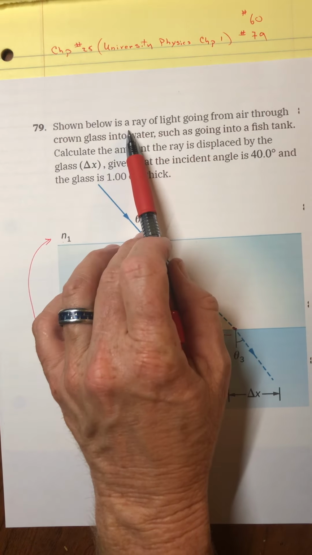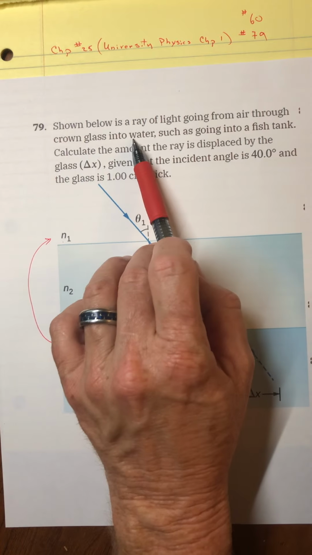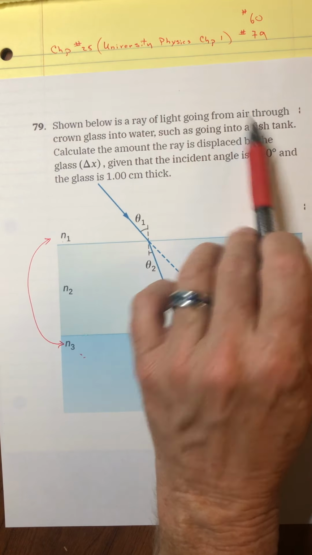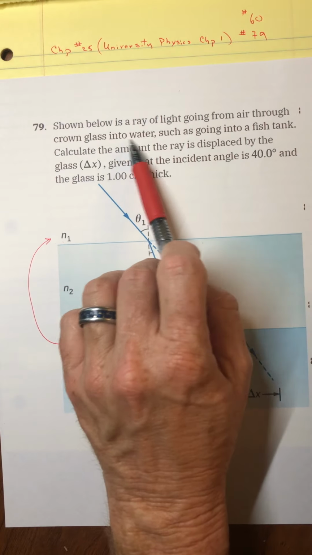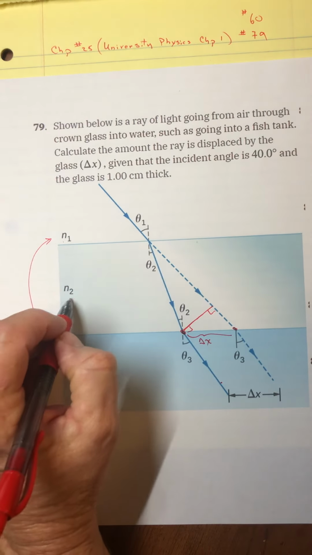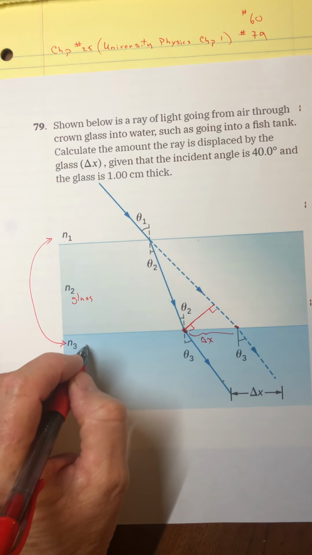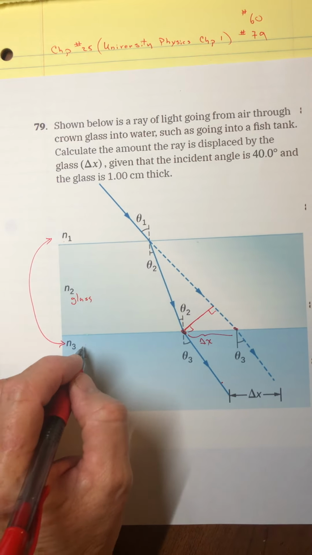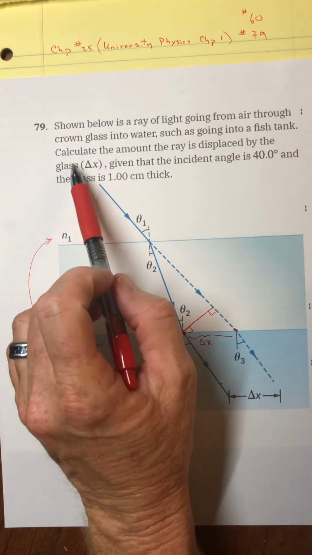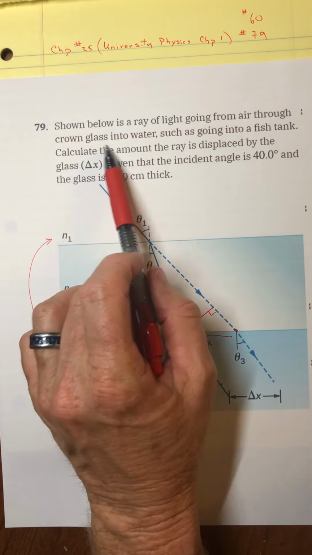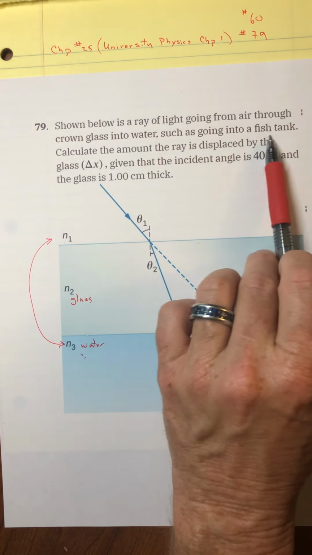It says, shown below is a ray of light that goes from air through crown glass into water. So it sounds like this is then glass and then water. So maybe this is a sideways view of an aquarium or something. All right. Crown glass into water, such as going into a fish tank. Okay.